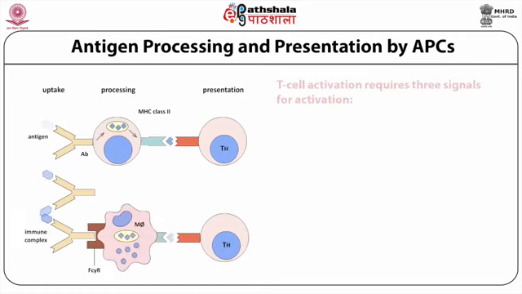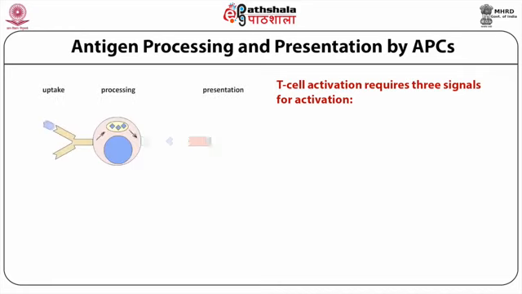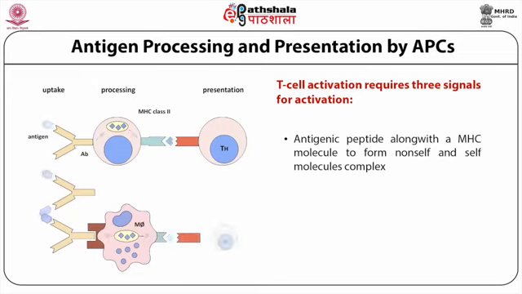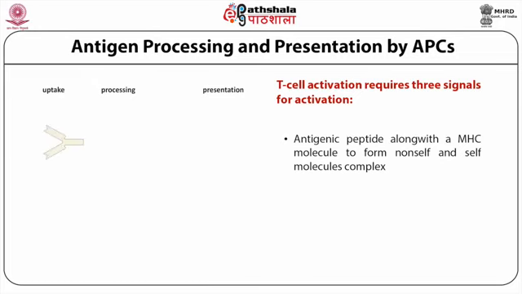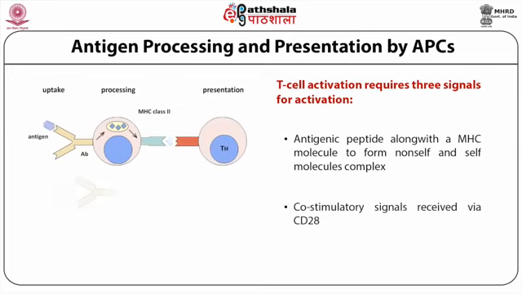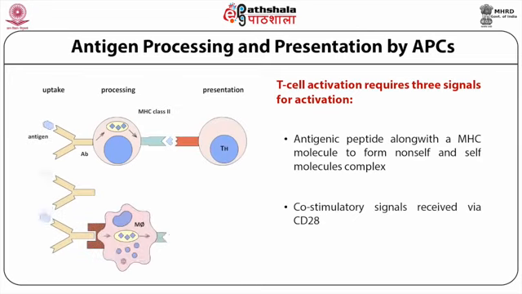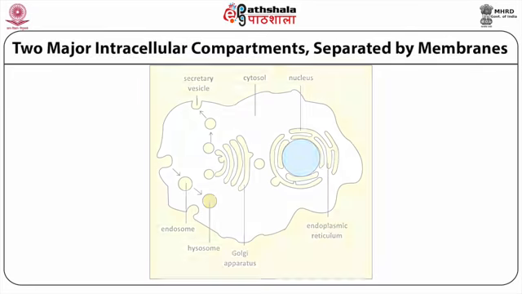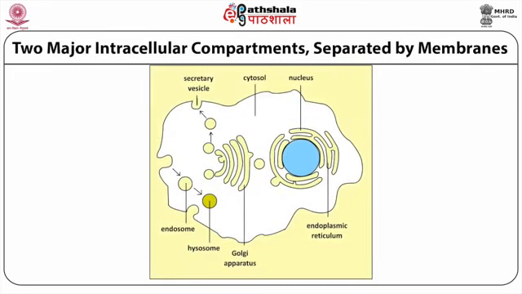Let us recall that T cell activation requires three signals: number 1, antigenic peptide along with the MHC molecule to form a non-self and self molecules complex. Number 2, co-stimulatory signals received via CD28. Third, specific cytokines. The peptides are derived from pathogens which can be present in two parts of the cell.